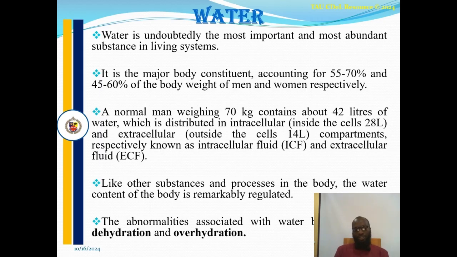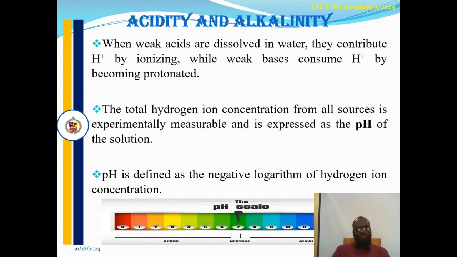There are abnormalities associated with water balance of the body. There should be a balance. You don't have more than you're expected to have. You don't have too much water, and you don't have less water than is required. So when you lose more water than you are taking in, it leads to dehydration, and then one can also be overhydrated. That is what you call overhydration.